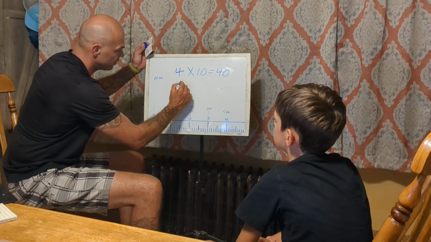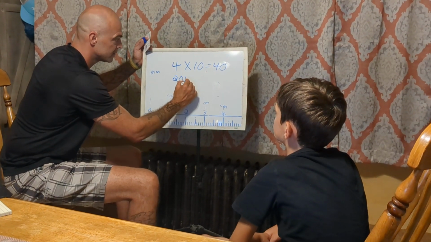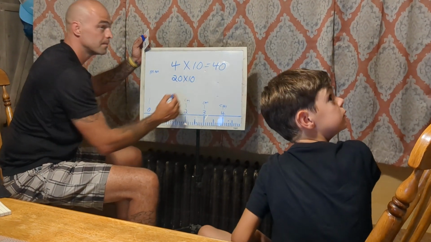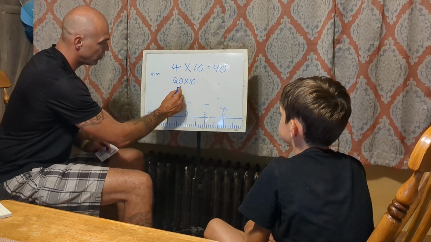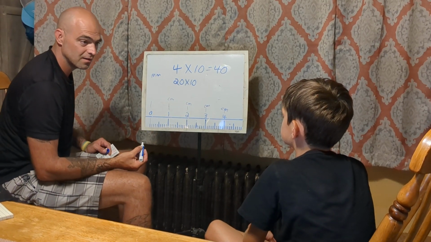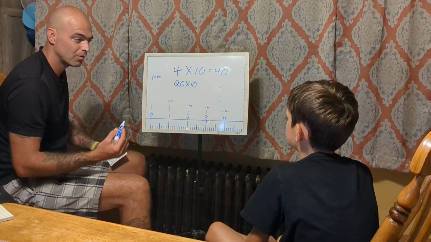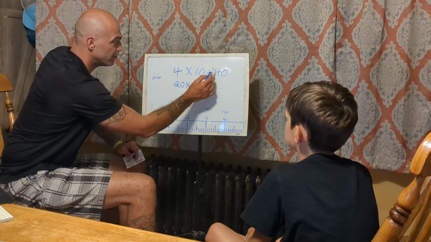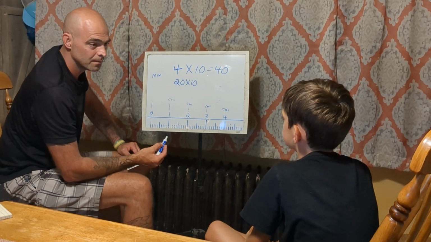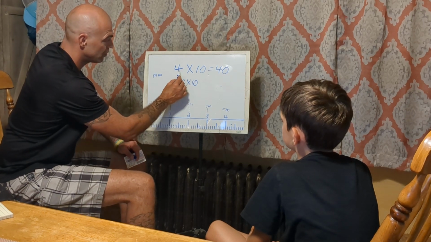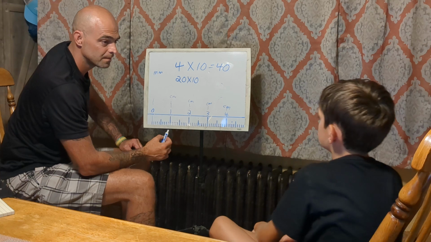So maybe if we wrote it like this, right? So what would 20 groups of 10 be? This is a little bit hard. Think through it with me. Well, what are we doing? What did we do to the 4 when we multiplied it by 10? 30. If you look at this 40, when I multiplied it by 10, what happened to it?